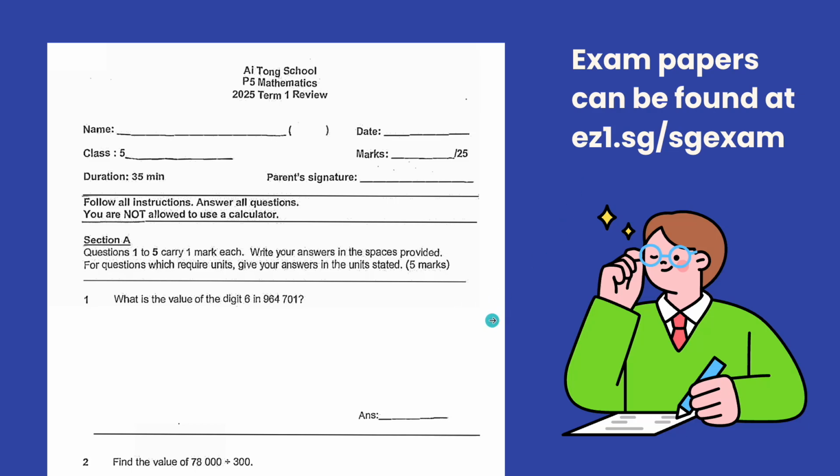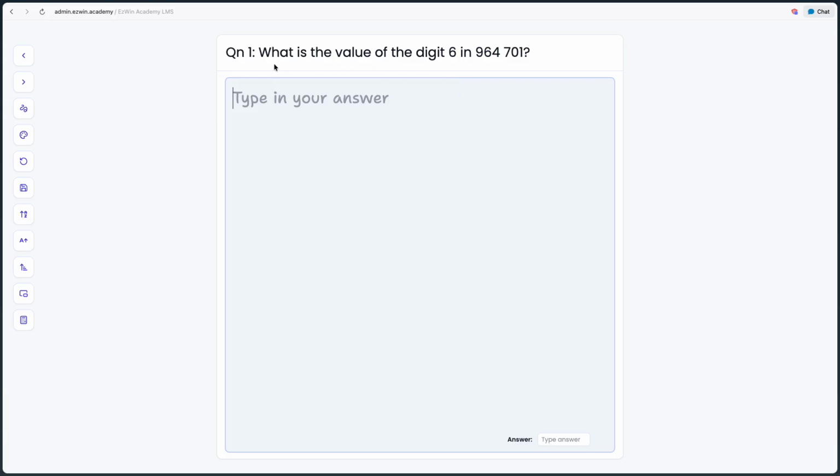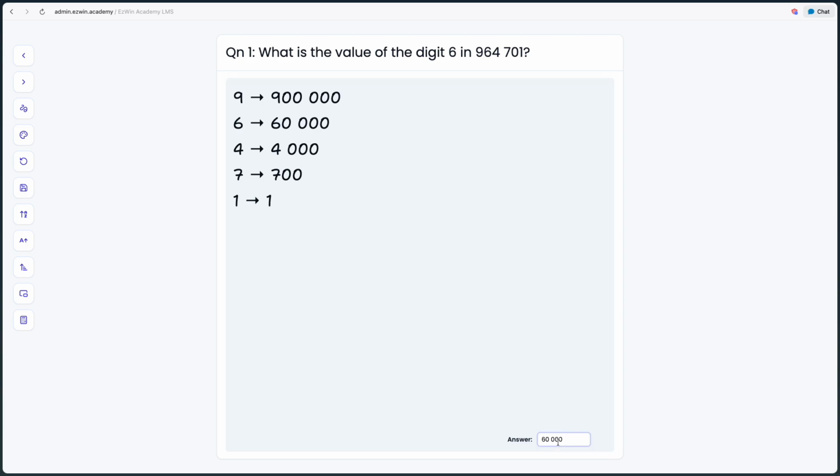So let's get started on the first question. Question 1. What is the value of the digit 6 in 964,701? So in this case, 9 over here is 900,000 and 6 is equal to 60,000 and 4 is equal to 4,000 and then 700 and then after that 1 is just 1. So the answer to this is 60,000. Alright, let's move on to the next question.